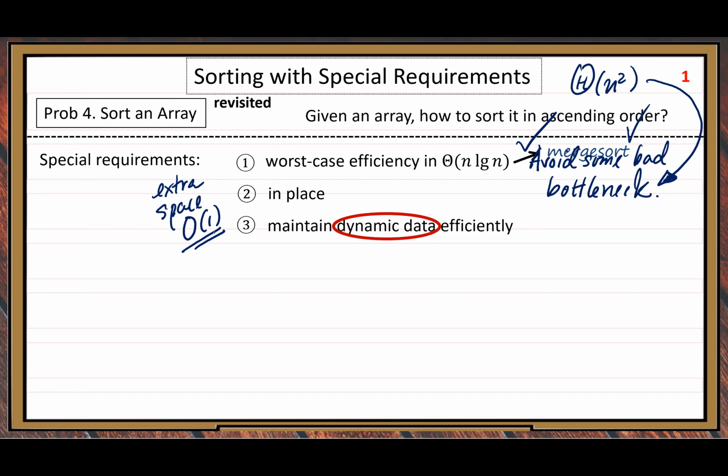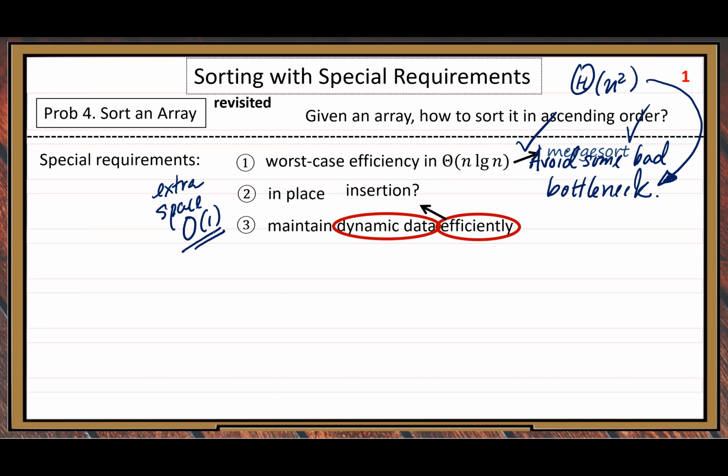So we need to really look at the data operations on dynamic data here. And what's the meaning of efficiently? How much do you expect? How much work do you expect? You can treat it as efficient. We need to understand that question.